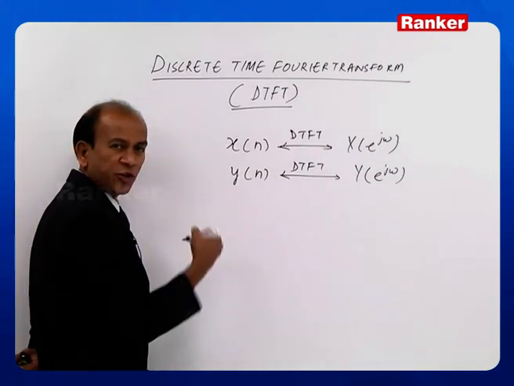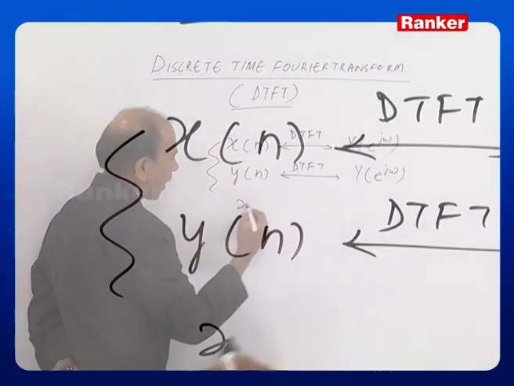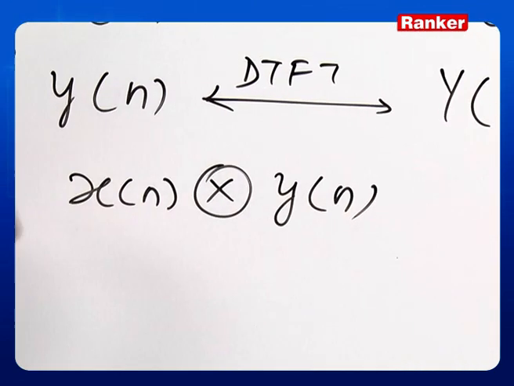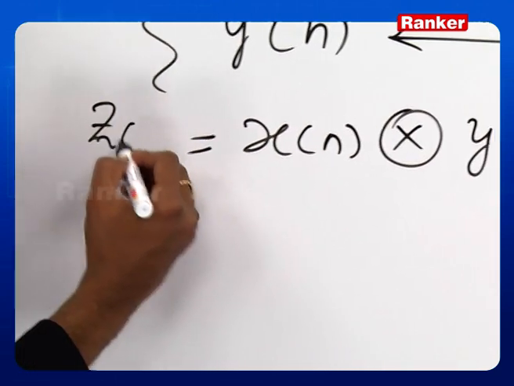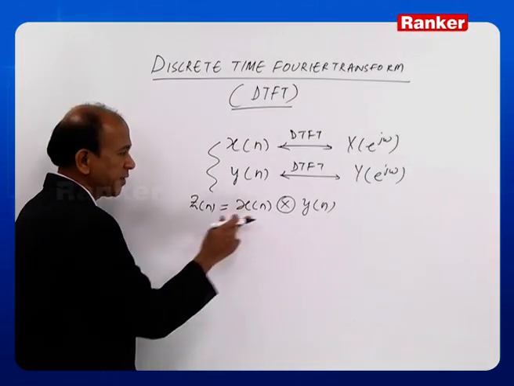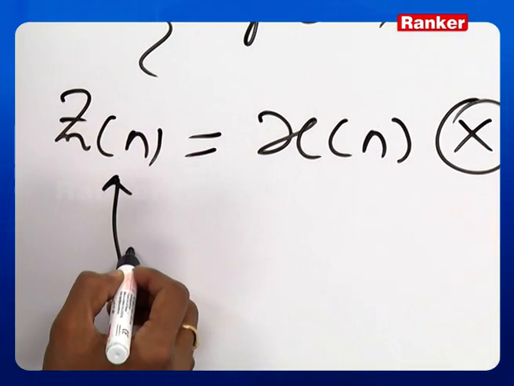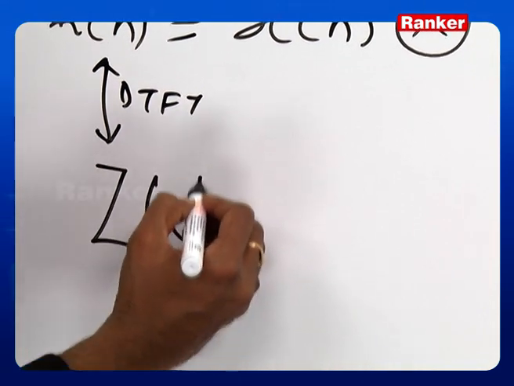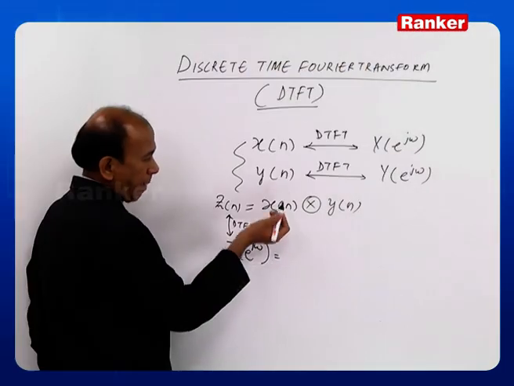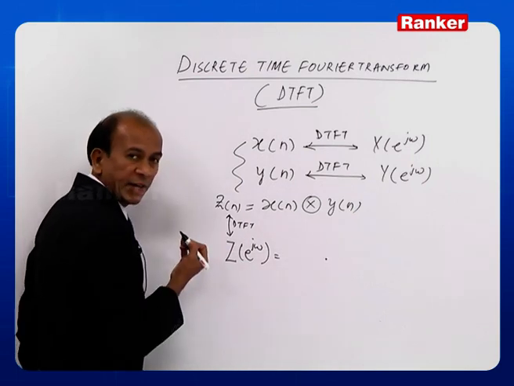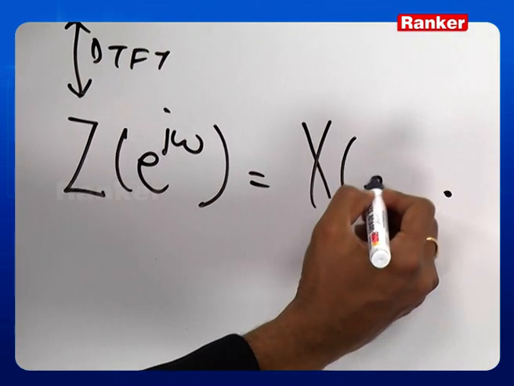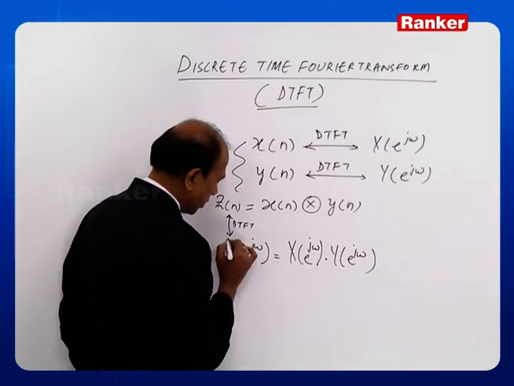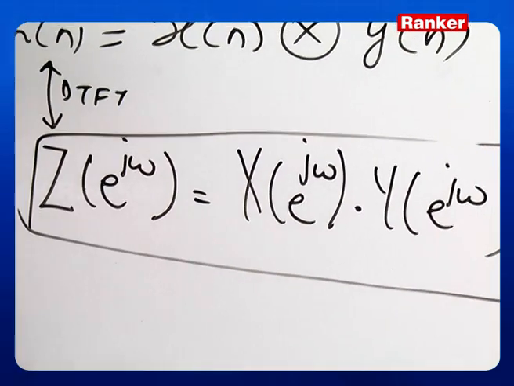So, according to this convolution property, let us say x of n is convolved with y of n, and let us give some name to this. Let us say this is z of n, the convolution of these. Then z of n will have a DTFT, let us say, given by Z of e to the power of j omega. Then this convolution will become a multiplication here. That is, this will be equal to X of e to the power of j omega times Y of e to the power of j omega. So, this is the convolution property.